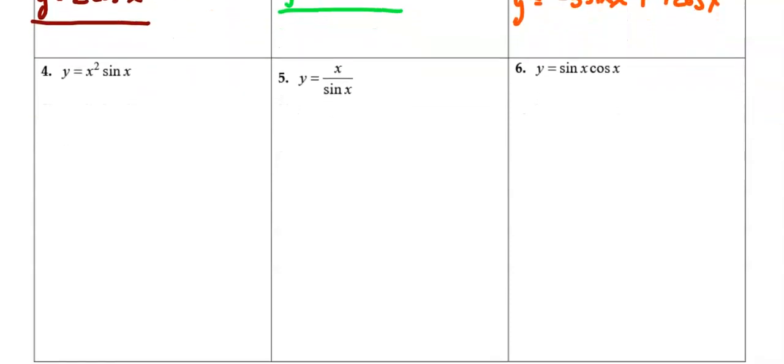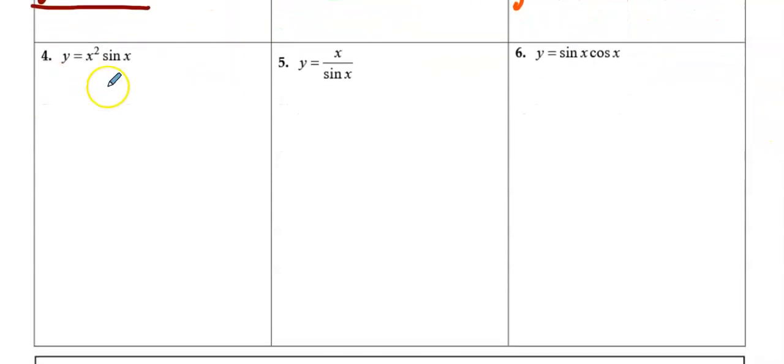So let's look at these next 3 examples. Now I've got x squared and I've got sine of x. This is where I have to use the product rule, right? I've got a function that's x squared and another function that's sine x. I am going to multiply them together. That's what my function is telling me to do. So in order to find this derivative, I have to use the product rule.